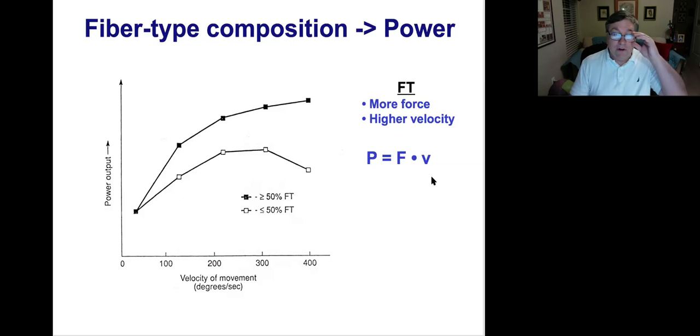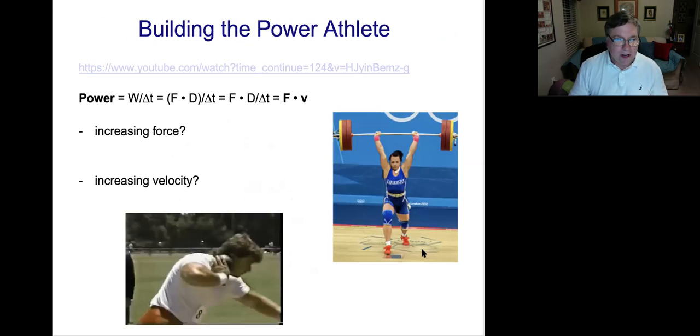It would be an advantage for, again, a true power lift like the snatch, or a shot putter, or a discus thrower, or a basketball player, especially one that dunks a lot. So we're going to take a look at that in just a second. So building the power athlete is, again, going back to this power equation. That's how we can figure this out. So force times distance divided by time. Distance divided by time is velocity. So anything we can do to increase force, increase movement speed is going to help.